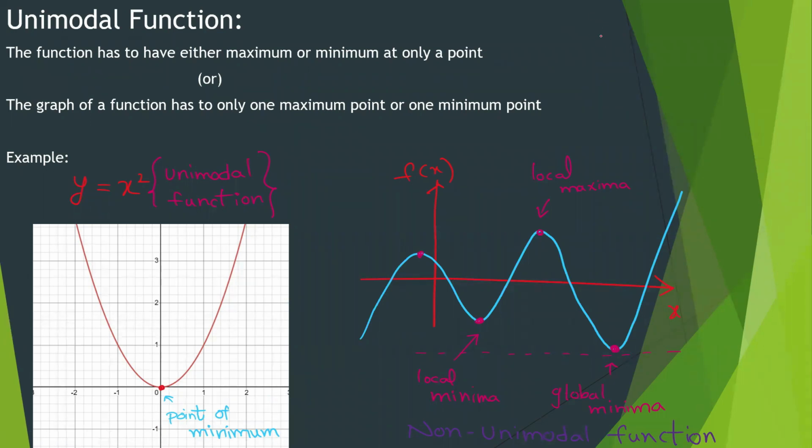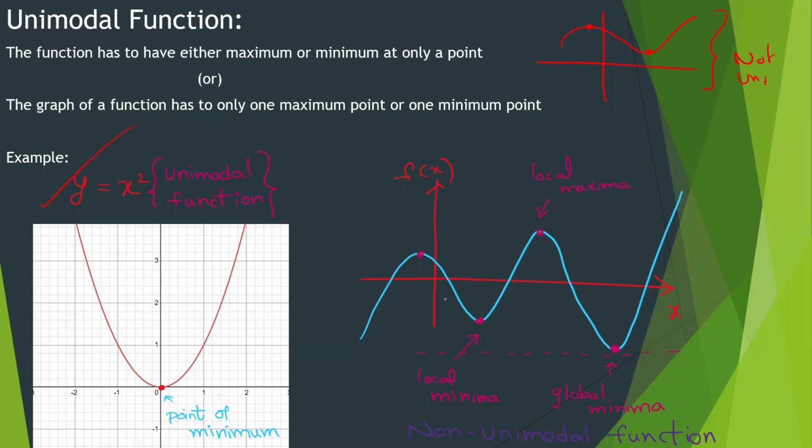So suppose if you take a graph like this, something like this. If you see this graph, this point is the maximum point and this point is the minimum point. So this is not a unimodal function. Why? Because it has 2 points, one point is maximum, one point is minimum. In order to become a unimodal function, I have to have only one point. That one point can be either maximum or minimum, like the case y is equal to x squared. So this graph is not a unimodal function.